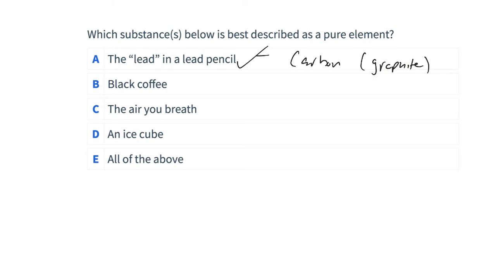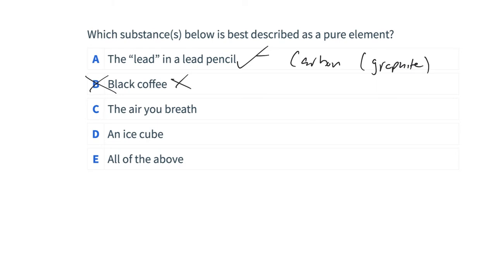Obviously, coffee is not a pure element. Coffee has water, which is a molecule and a compound, and other different flavor stuff present, so coffee is not a pure element. What about air? Air is comprised of elements, but not just one pure element.